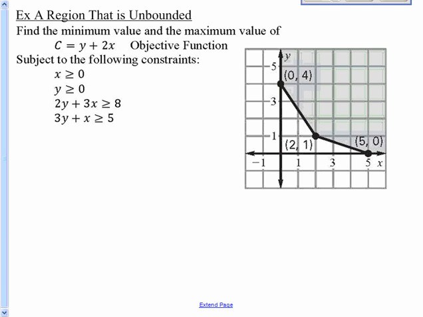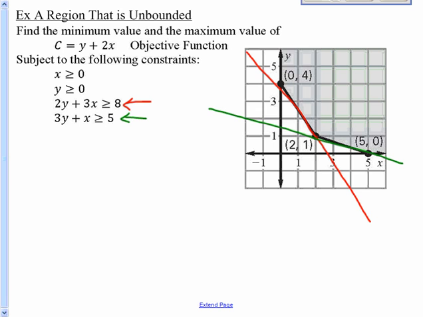All right, now we've got a different min and max we're going to check for, this objective function, y plus 2x. And I have these constraints already graphed. We won't take the time to do those again, but x is greater than or equal to 0, y greater than or equal to 0, 2y plus 3x is greater than or equal to 8. Just so you know, that one right there, 2y plus 3x greater than or equal to 8, that's this line right here. Okay. And then the 3y plus x, if you wanted to practice again, is that one right there.